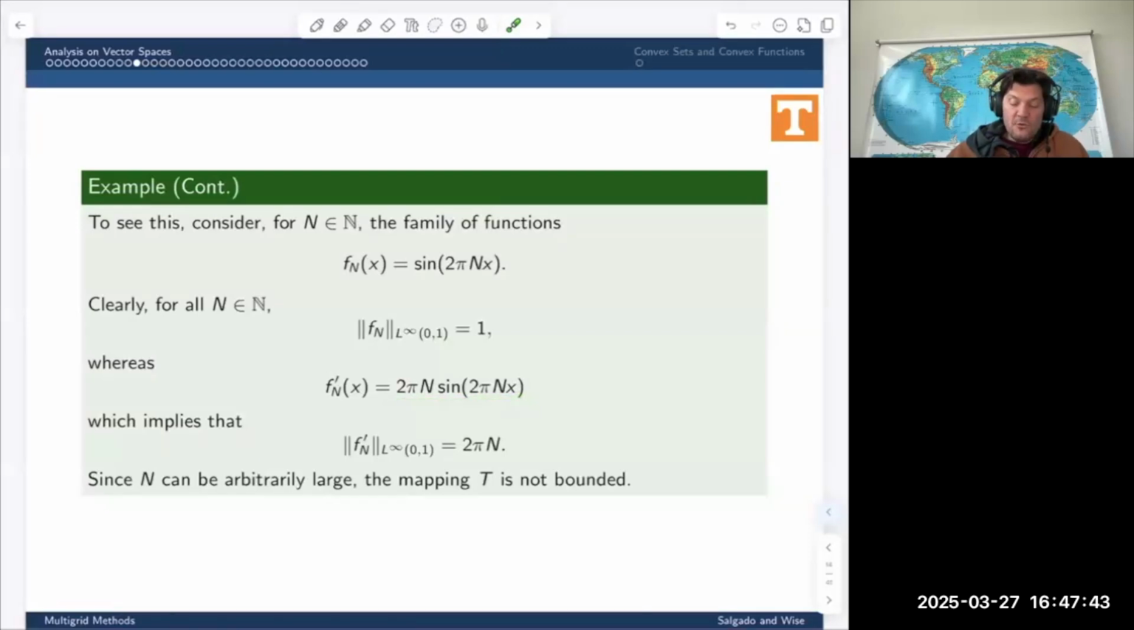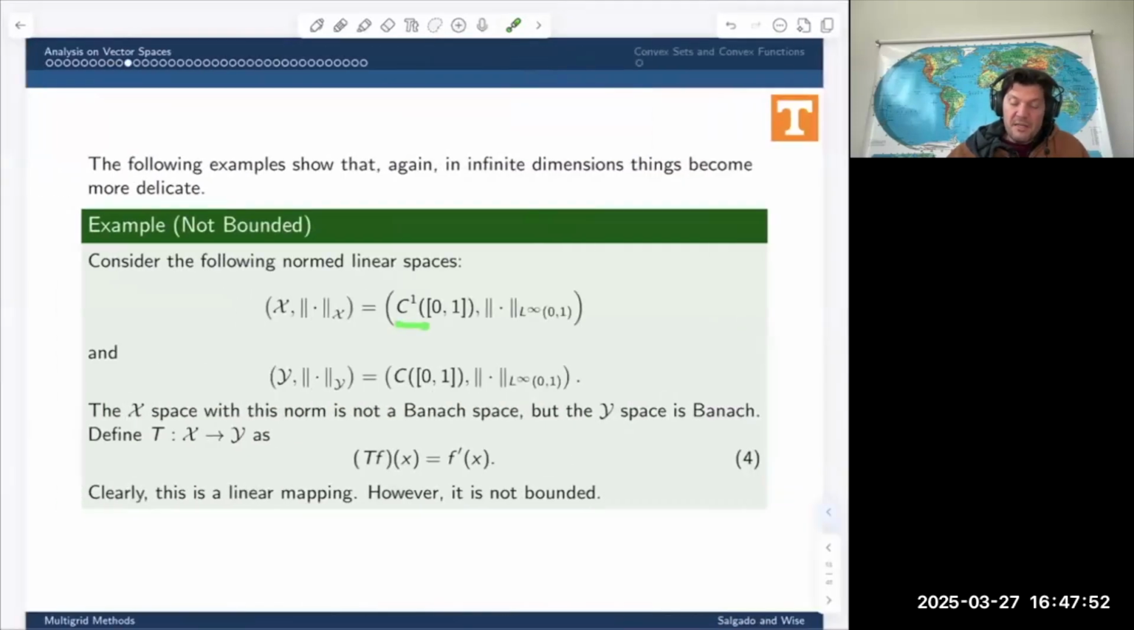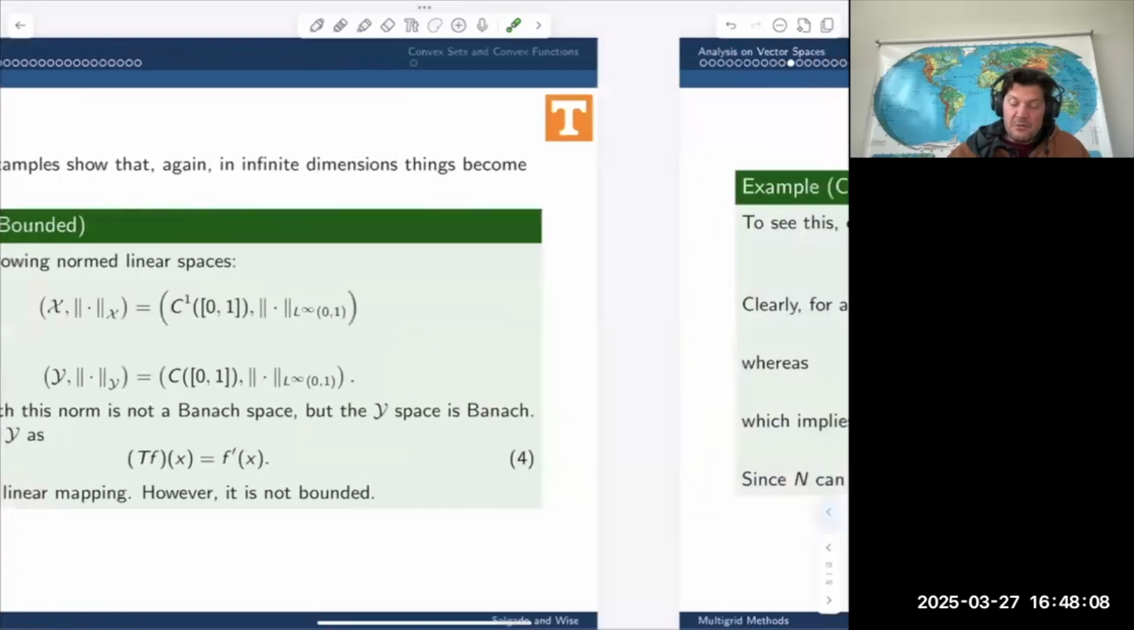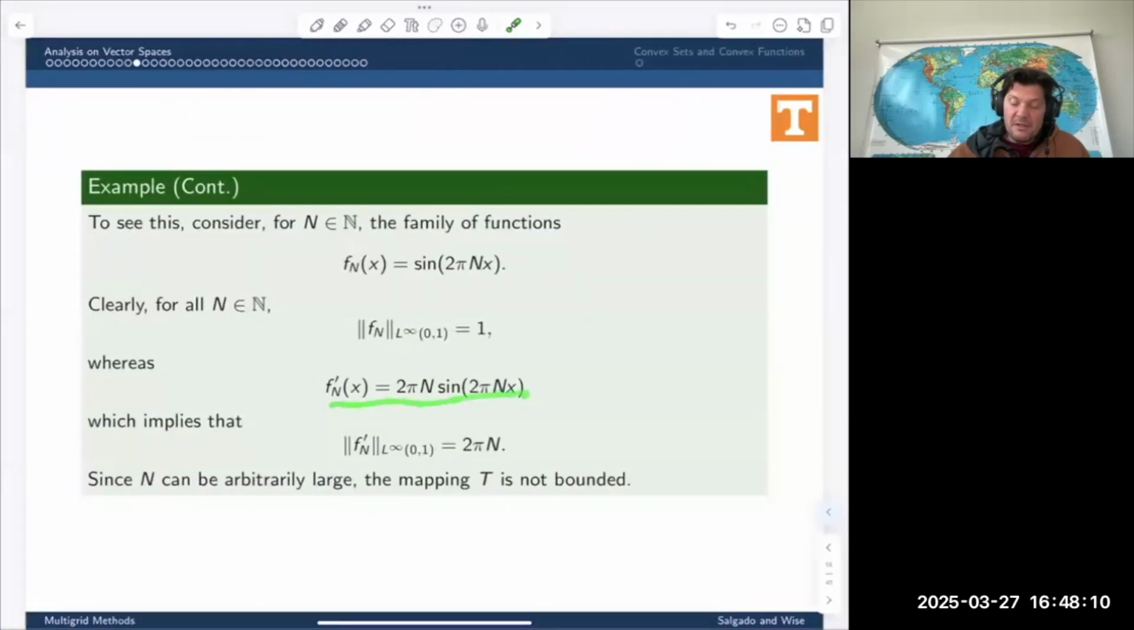Now let's take the norm in the codomain space. We know this guy is going to be a continuous function, right? How do we know? Because we're taking the derivative of a C1 function, so that has to be a C0 function. So that's in the Banach space Y. And what is the norm of Y? It's just the L infinity norm, same as before. So let's take the L infinity norm of this guy. Obviously, we're going to get 2 pi times n.